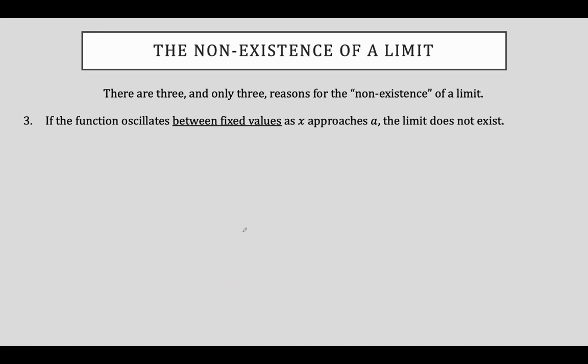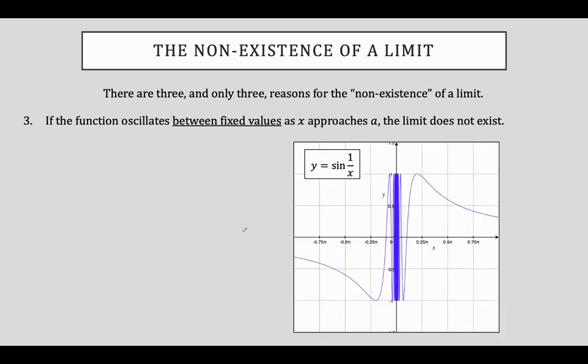Let's see another example of this. Okay, here we have the graph y equals the sine of 1 divided by x. And if you were to graph this in your calculator, make sure anytime you graph a trig function, your calculator needs to be in radian mode. All right, and we get this funky looking graph.